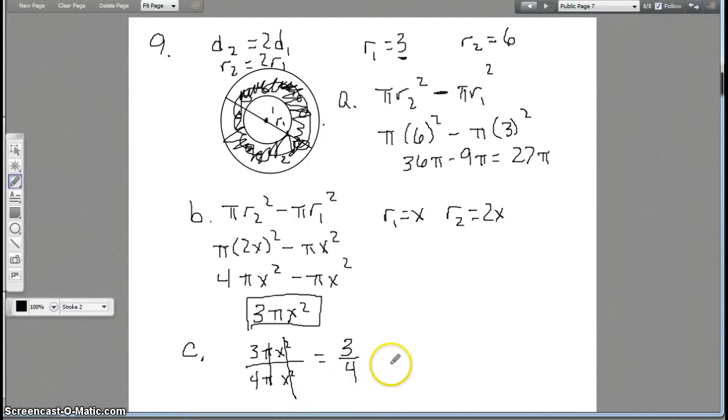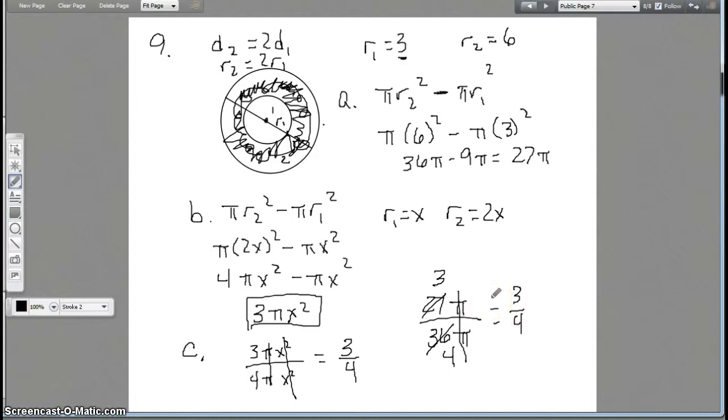We can also do this with the numerical values that we already determined. In part A, if we use 36 pi as our entire circle area, and then 27 pi as our shaded area, pi divided by pi cancels. 27 and 36 are both multiples of 9. 27 divided by 9 is 3. 36 divided by 9 is 4. We still end up with 3/4.